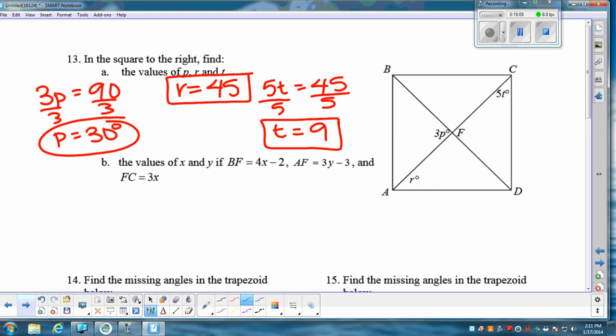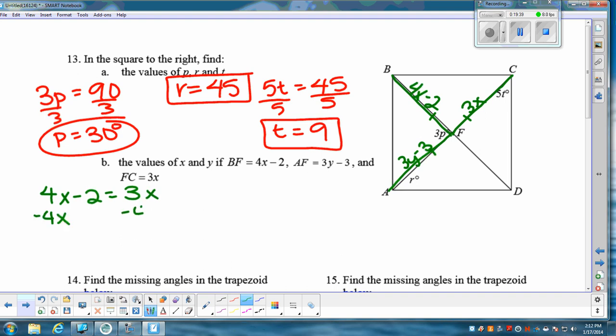Part B, we need to figure out x and y if BF is 4x minus 2, AF is 3y minus 3, and FC is 3x. Since it's a square, I know all of my pieces of my diagonals are congruent. So to solve for x, I need to pick the two pieces that involve x. So I can use 4x minus 2 equals 3x. Bring my x over to the other side. I get negative 2 equals negative x. But I want positive x, so x is 2.